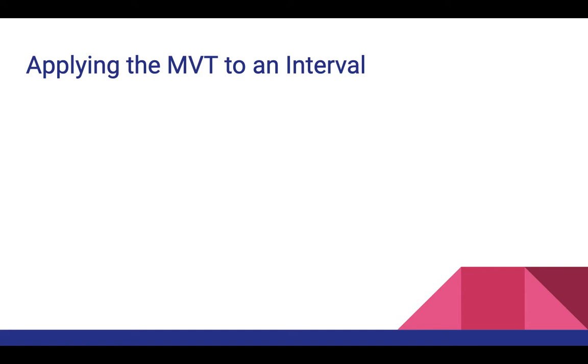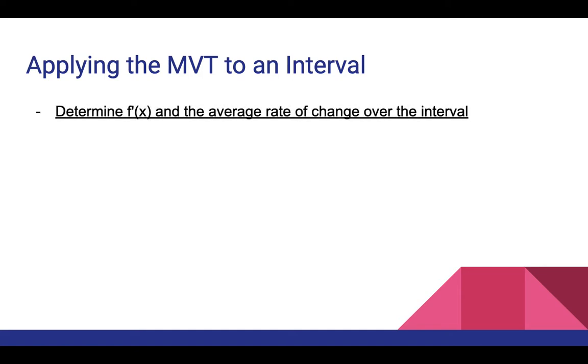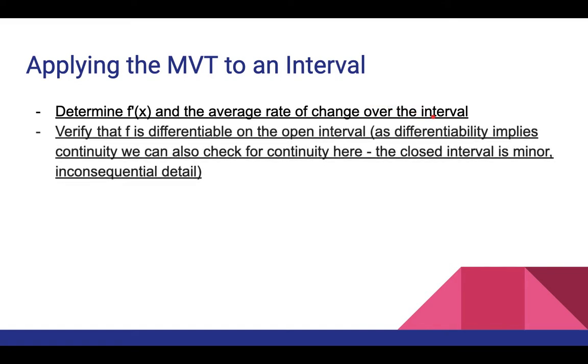So, applying the mean value theorem to an interval. A typical problem will ask you what is the value c such that the instantaneous rate of change is equal to the average rate of change. So the first thing you're going to do is determine an equation for your derivative, and then you're going to calculate the average rate of change over the interval for your function.